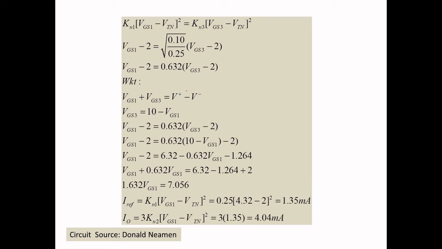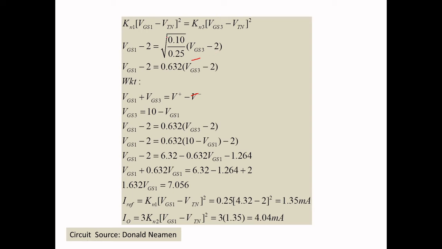equal to Kn3 (VGS3 minus VTN) whole square. Then I have rearranged this equation, that is I have taken Kn3 by Kn1, then I have taken the square root to the right side. So this equation will be rearranged like VGS minus VTN. The VTN, the given voltage, is 2 volts for all transistors, so I have plugged in 2. Then square root of 0.10 divided by 0.25, times VGS3 minus 2. Okay.